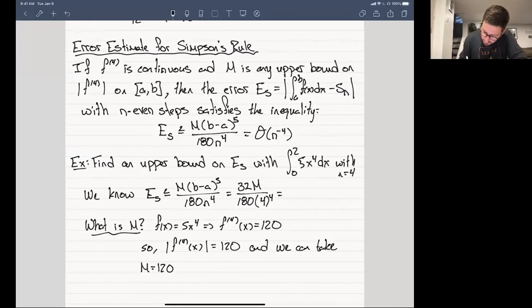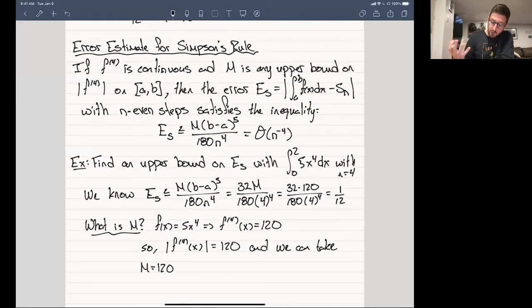So then I get 32 times 120 over 180 divided by 4 to the power of 4, which in this case, coincidentally, comes out to be 1/12, which is exactly the error that we saw, right? So this tells us that using Simpson's rule with 4 steps, the predicted error, the maximal allowable error here is 1/12, which turns out to be exactly the error that we got.